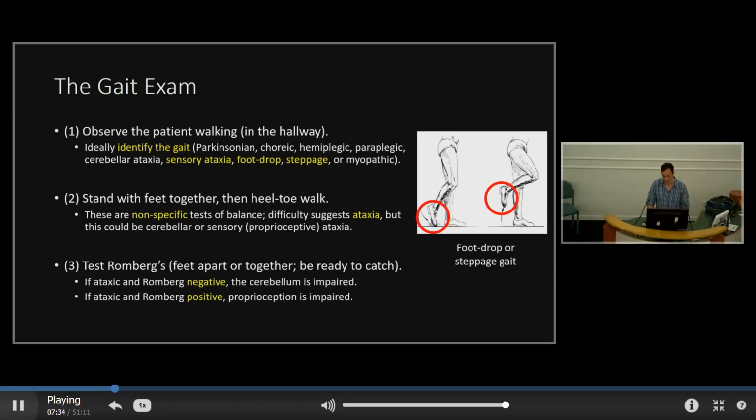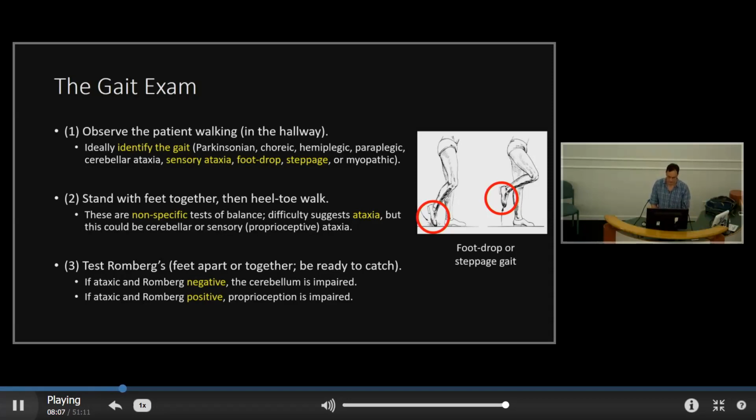So the third one is where if you did see some ataxia, you saw an ataxic gait, then they had difficulty with, say, the heel-toe walk in step 2, then you want to see if it's cerebellar or proprioceptive. And we test Romberg's. You can do feet apart or feet together. I prefer feet apart, like in a normal stance, because some people, particularly the elderly, start to lose a bit of proprioception as they get older anyways. I don't see the point in making it too difficult for them. You know, if there's pathology there, then they'll have trouble with the feet apart with this test.